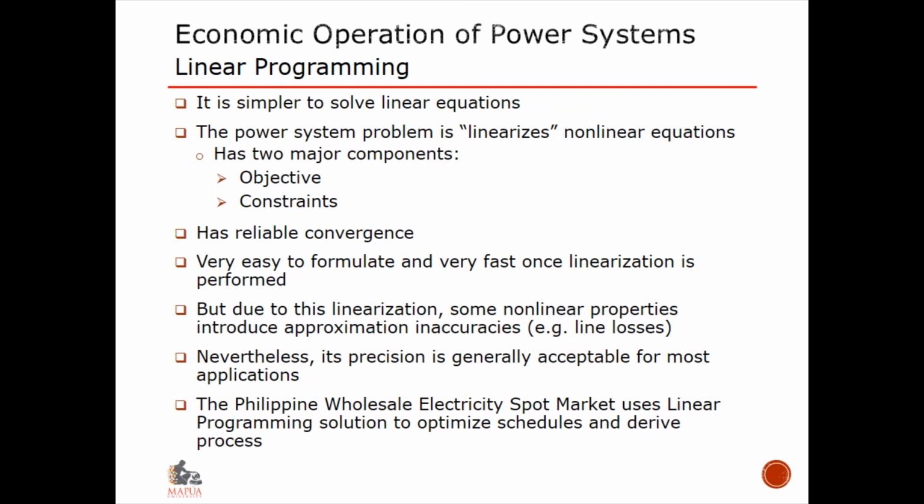Now, linear programming obviously has reliable convergence, and it's very easy to formulate and very fast once linearization is performed. But throughout a lot of studies, this linearization creates some approximation inaccuracies, particularly in the area of line losses, because you're trying to linearize a function that is again quadratic.